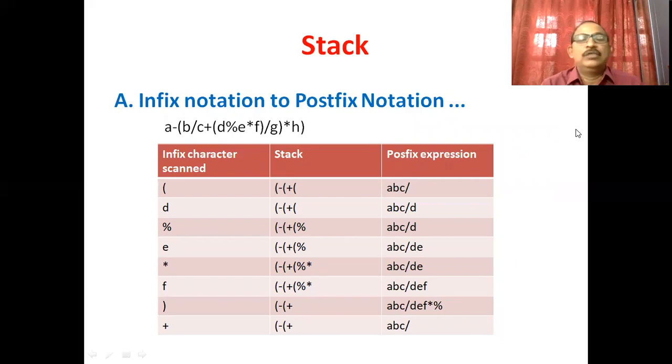Star is encountered. Here you can see both have the same precedence. Therefore, we push this star onto the stack. F is encountered. Add it into the postfix expression. Right parenthesis is encountered. Here we pop all the elements from the top of the stack until the left parenthesis is encountered. Therefore, first we pop star, next we pop the percentage. Now you can see the postfix expression becomes ABC/DEF*%.